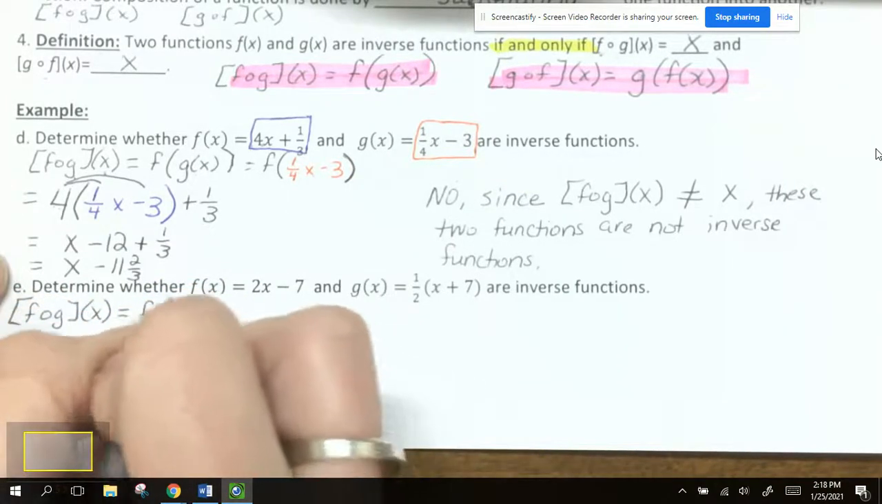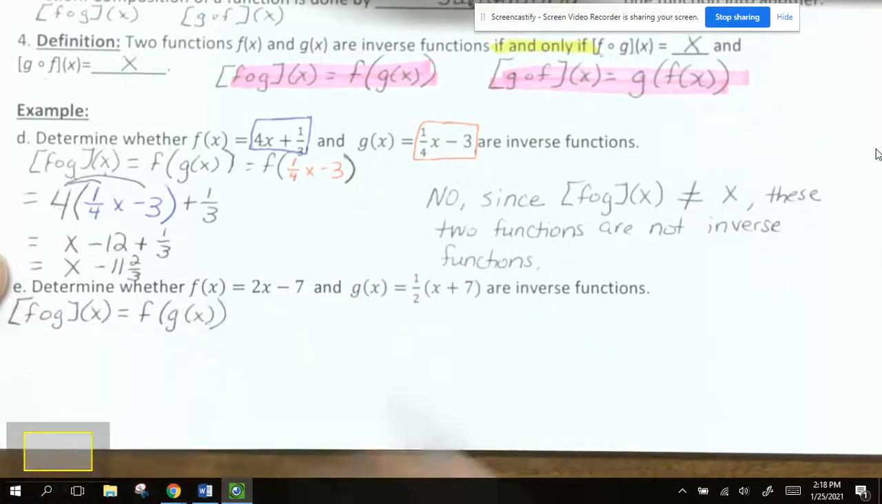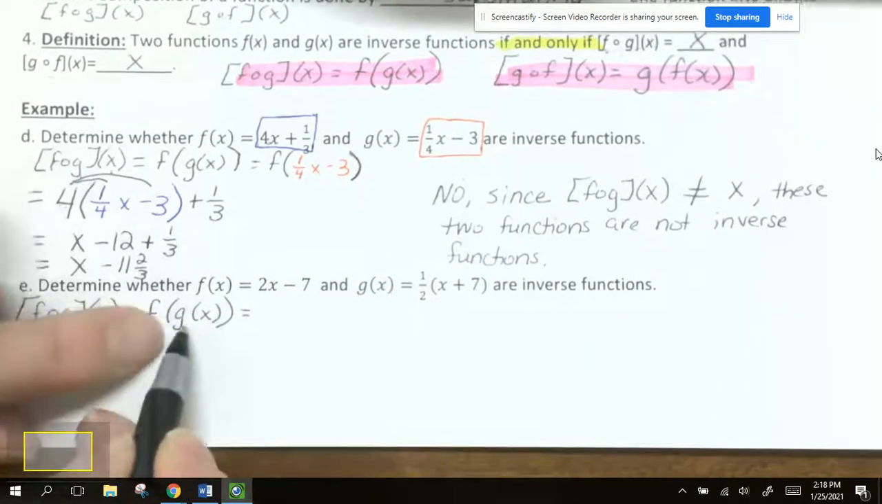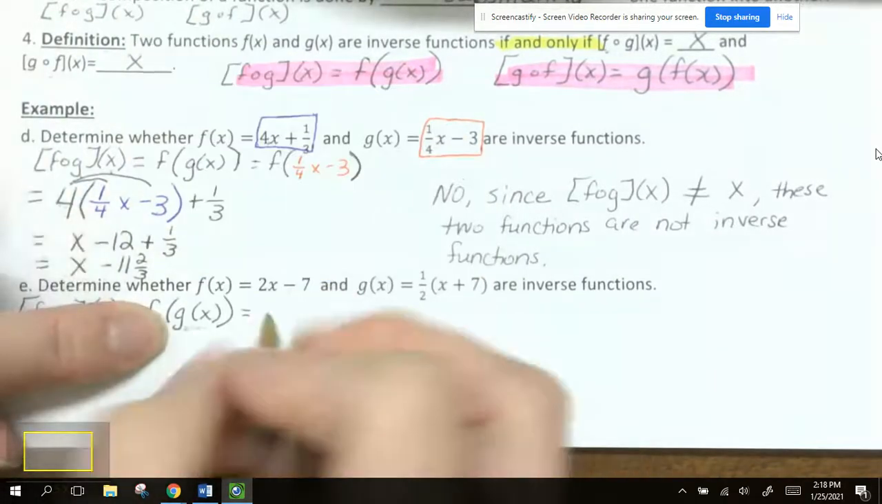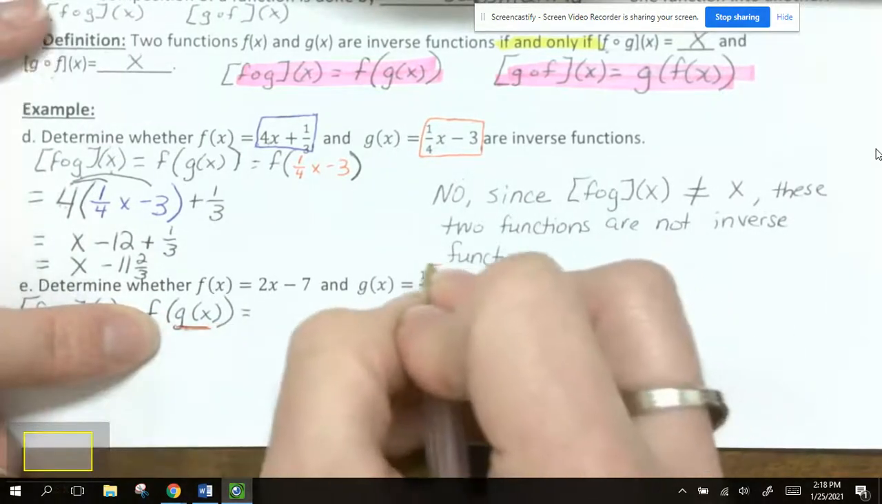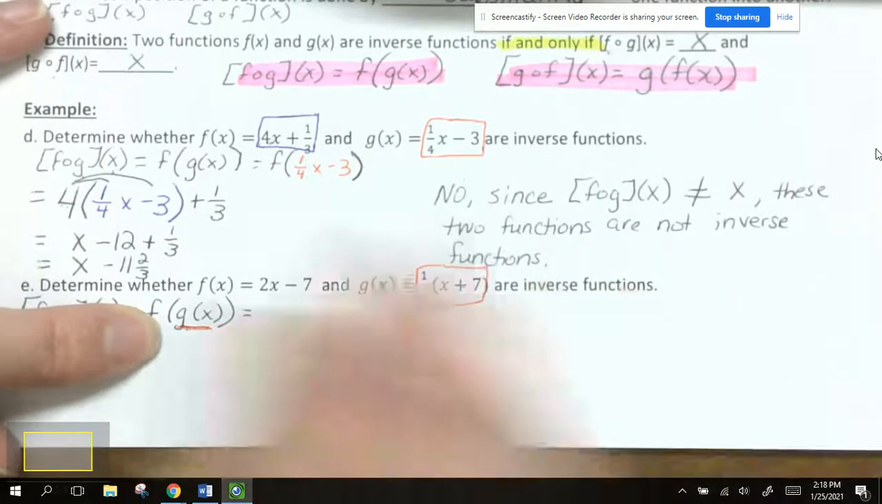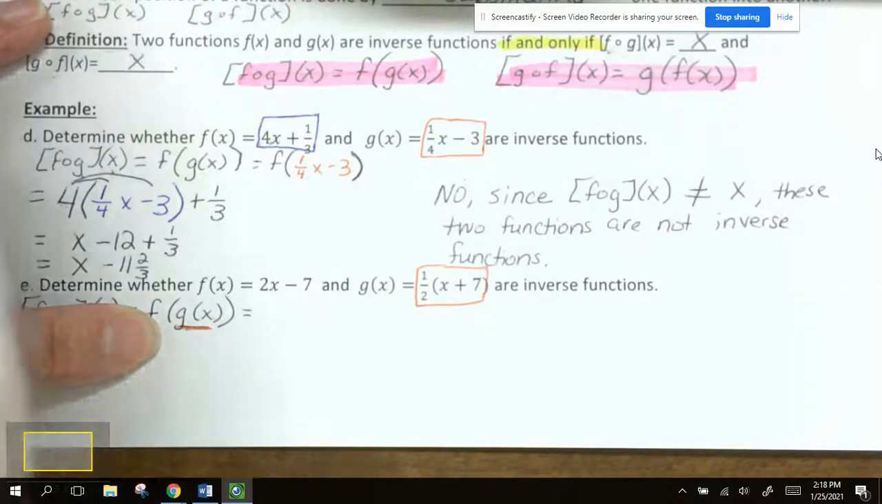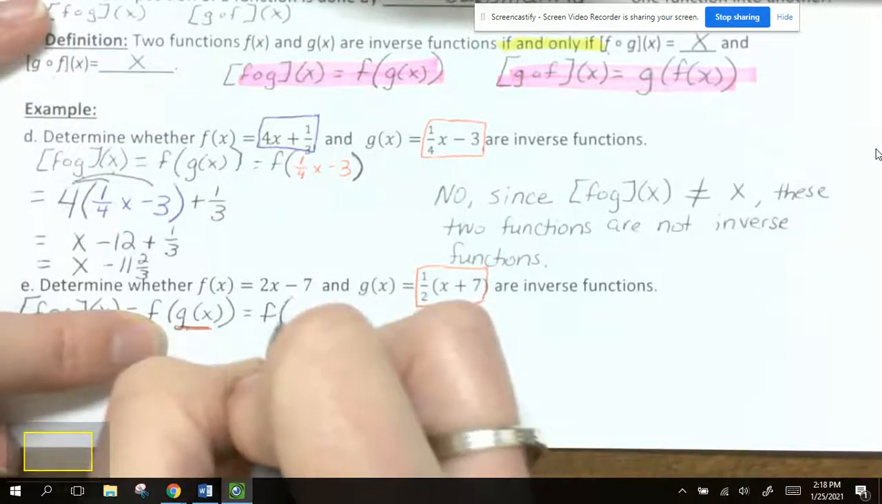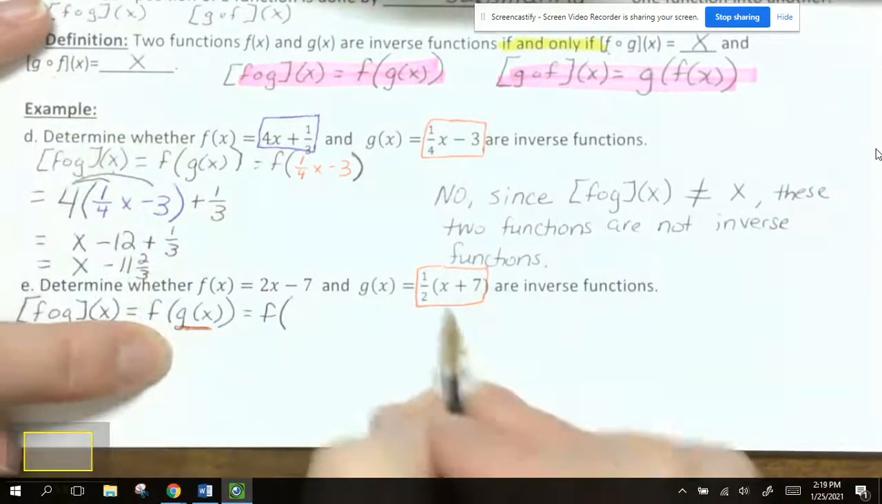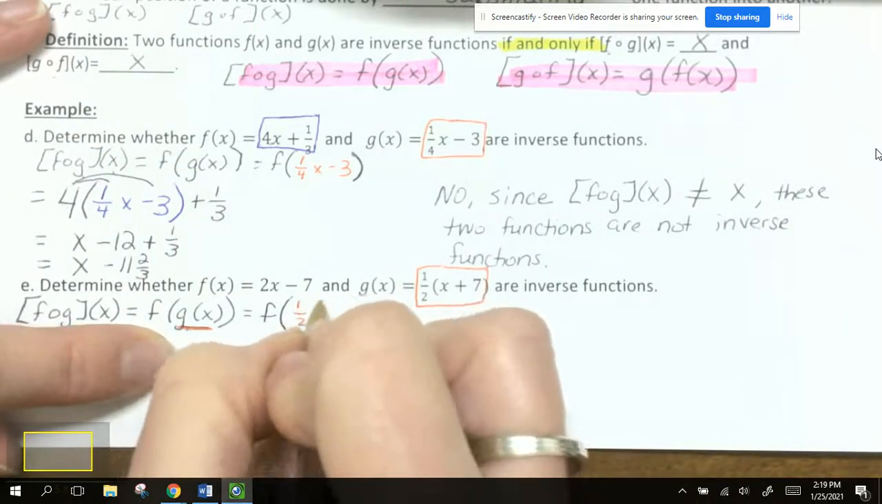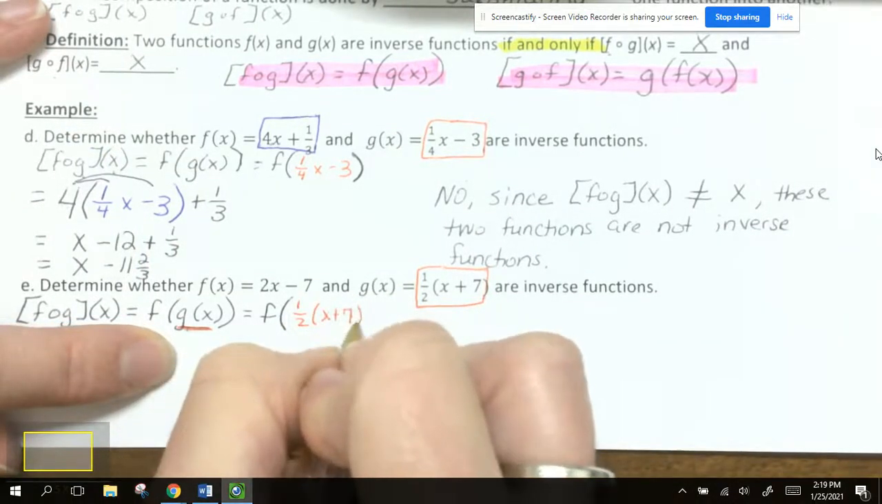So let's first check f(g(x)). Remember, that means f of g of x. So we're going to put g(x) right in here. Whatever g(x) is, we're going to put it right here. Now I'm going to circle again this g(x) over here. So that means I'm putting in the f, and then in the place of g(x), I'm going to write 1/2 x + 7.